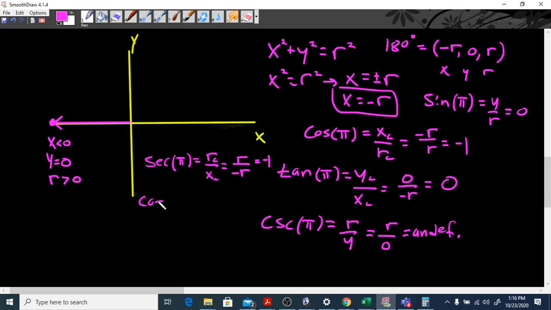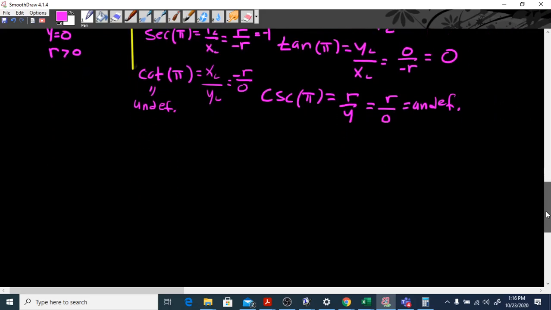And then finally, the cotangent of pi. Cotangent, well, that's just going to be x over y. And the y is 0, so I get negative r over 0. So the cotangent is just going to be undefined. Okay? So there we go. There's 180 degrees in all its gory detail. Sine, cosine, tangent, secant, cosecant, cotangent. Done. All right.